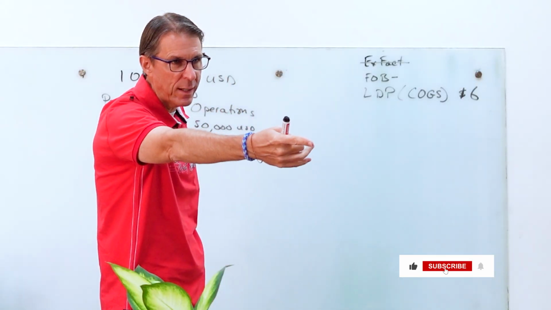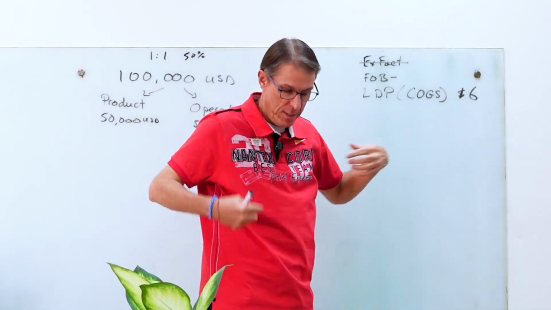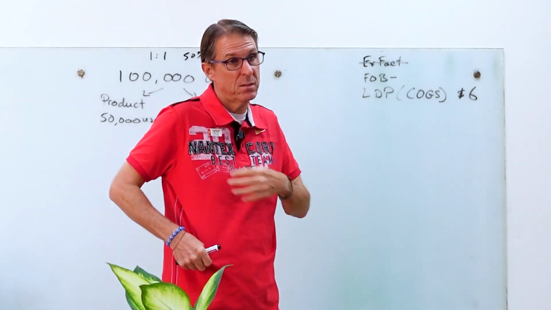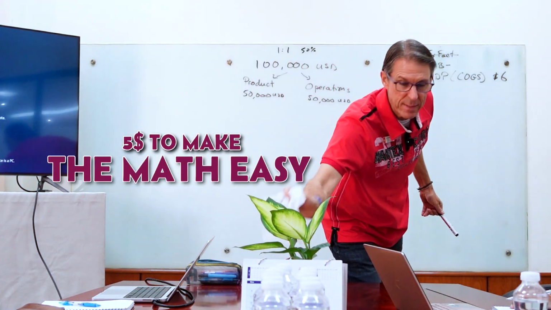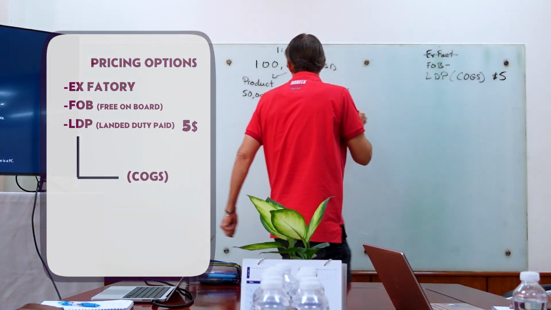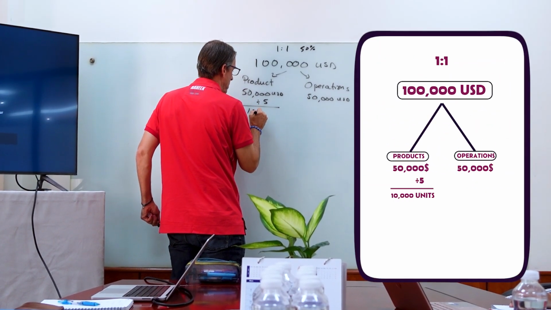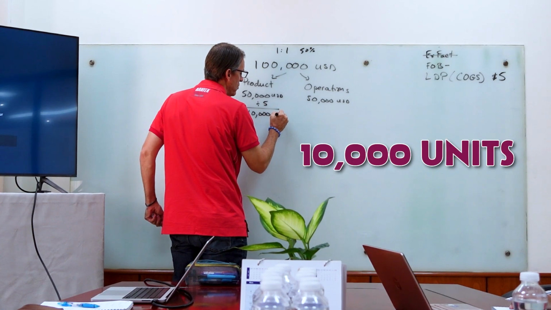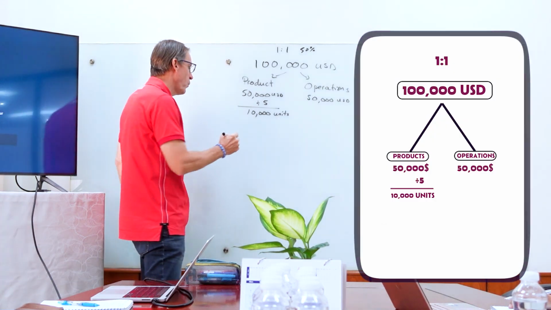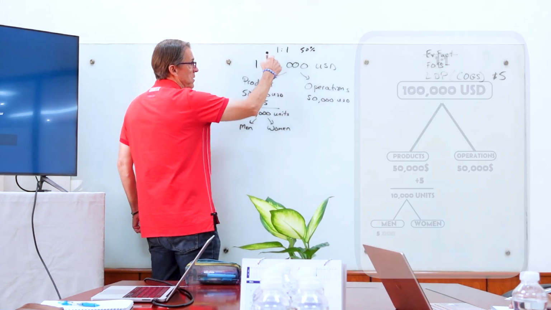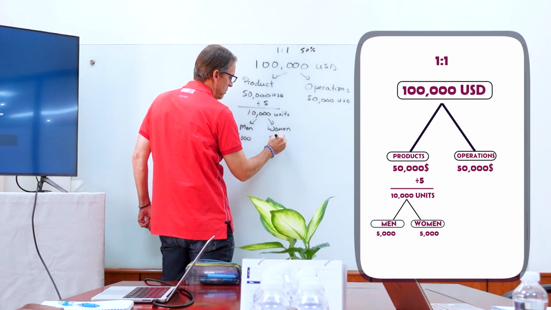I mean, like what you're wearing might only be 4 or 3.5, right? But this, for example, might be 6 because it's got all the extra embroidery. To make it simple, let's say 5 to make the math easy. So we'll just say $5. So then you just take this number, divide by 5, is that 10,000? So that means that you can make 10,000 units of clothing. Now you say you want to do men and women. Let's just assume a ratio 1 to 1. Now you can make 5,000 and 5,000 units.